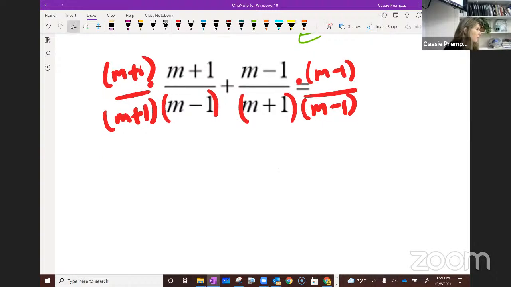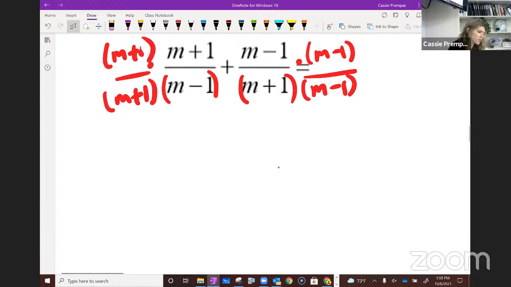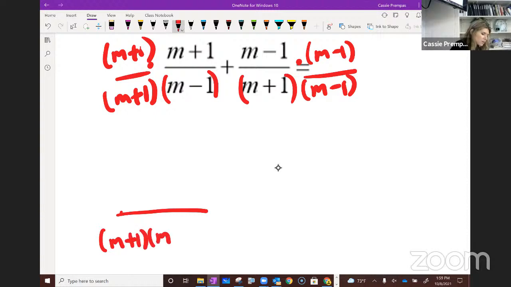Now, if you've done that process correctly, you should have the same denominators. So that's what I like to do first. I like to check my denominators. This first denominator would be m plus 1 times m minus 1. And this second denominator would be m plus 1 times m minus 1.